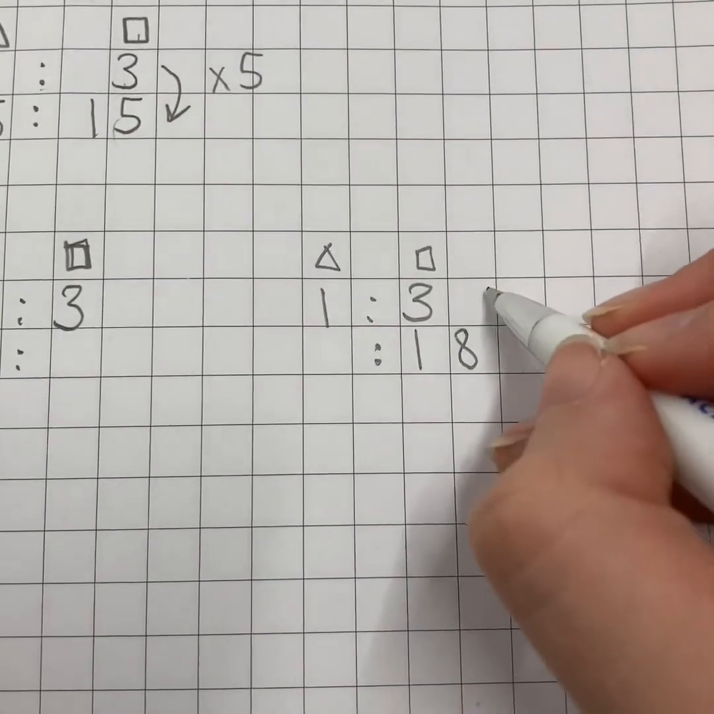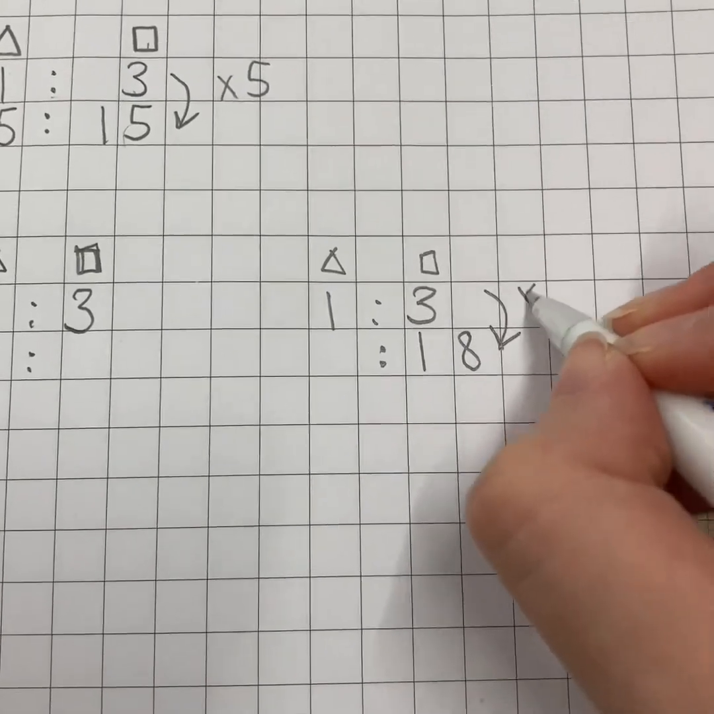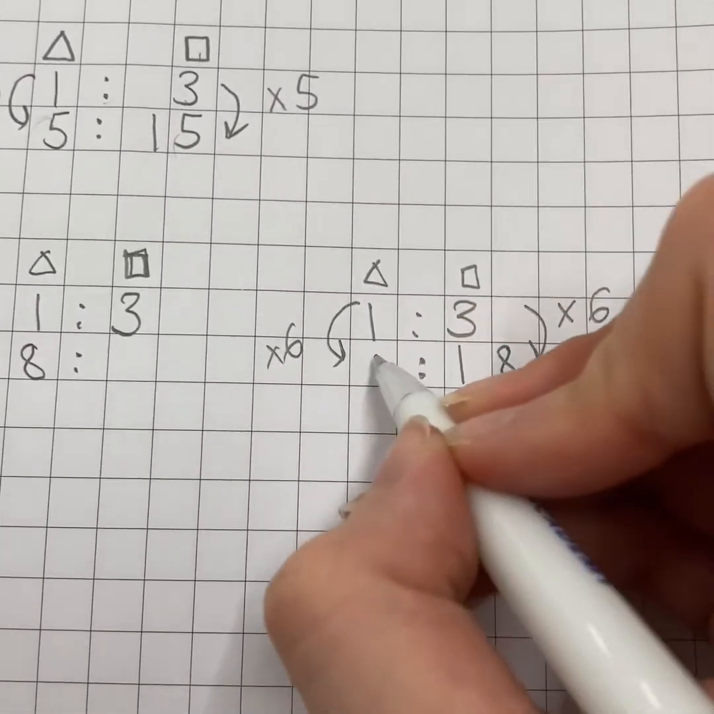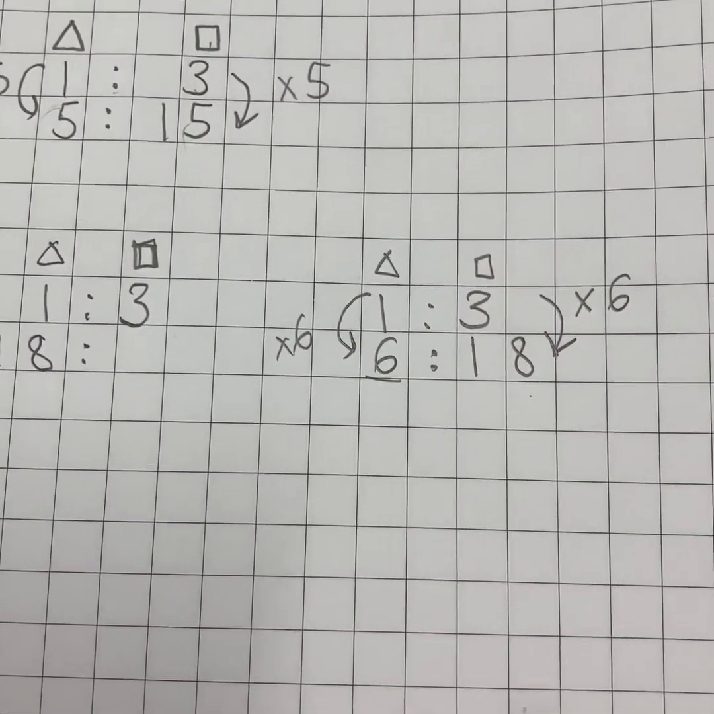Okay. What have I times 3 by to get to 18? How many lots of 3 make 18? That would be 6. So what am I going to times this side by? I'm going to times it by 6. So 6 triangles will be the same as 18 squares. Well done if you got that one right.